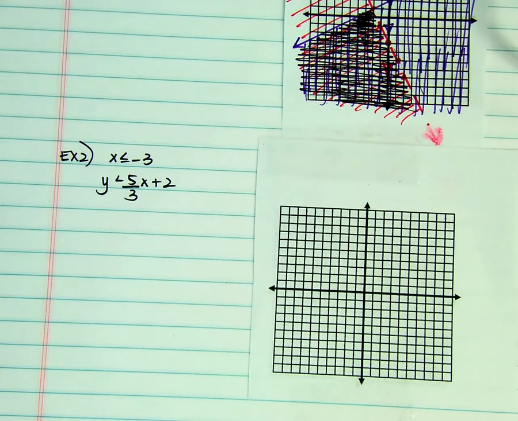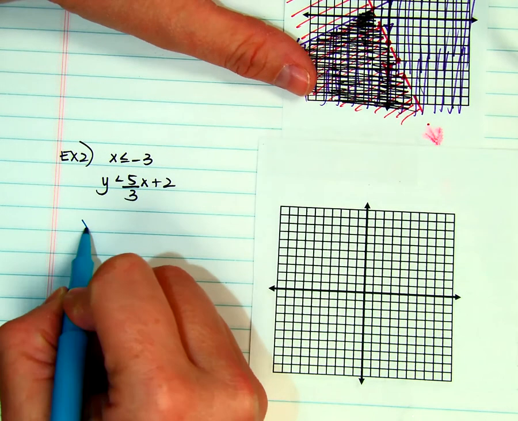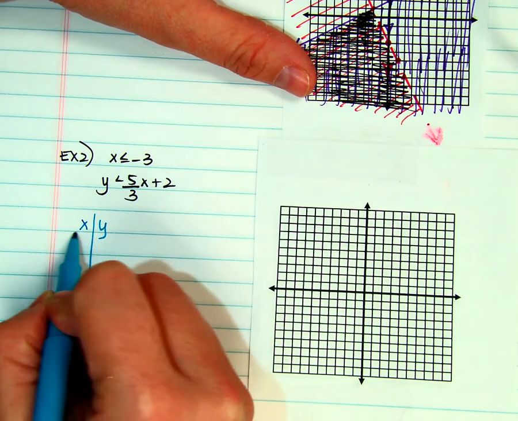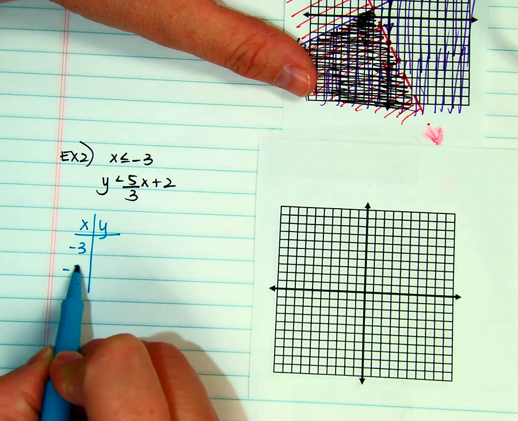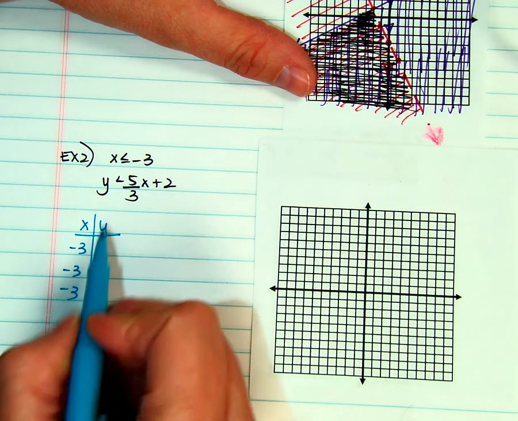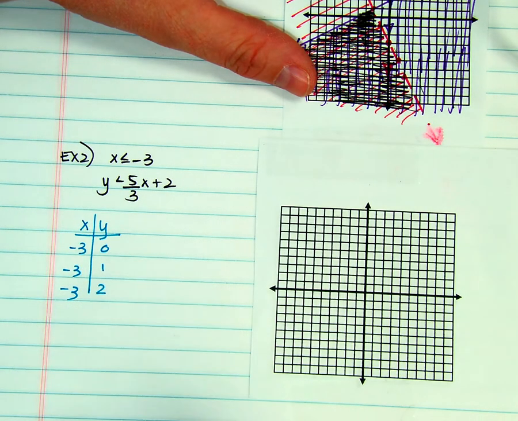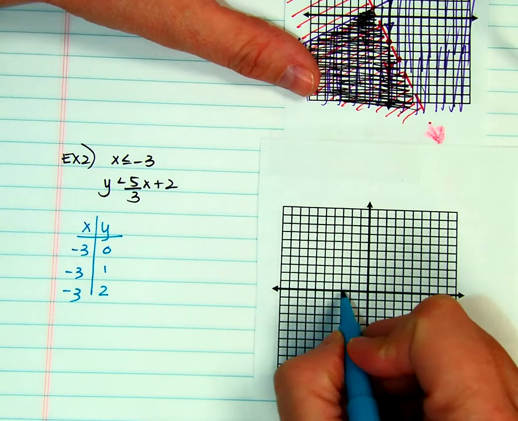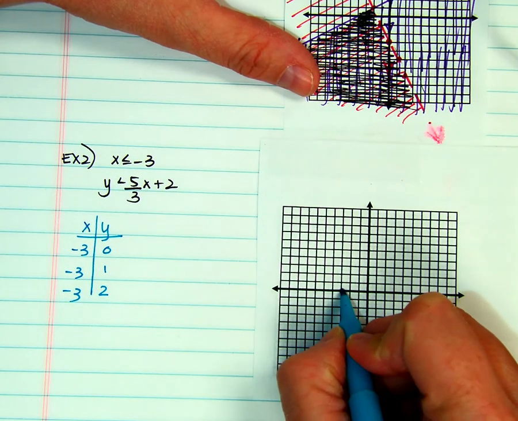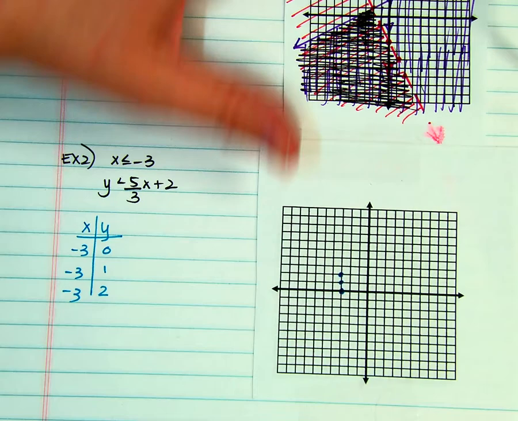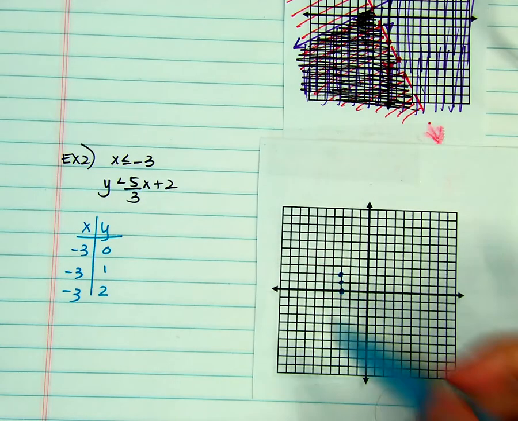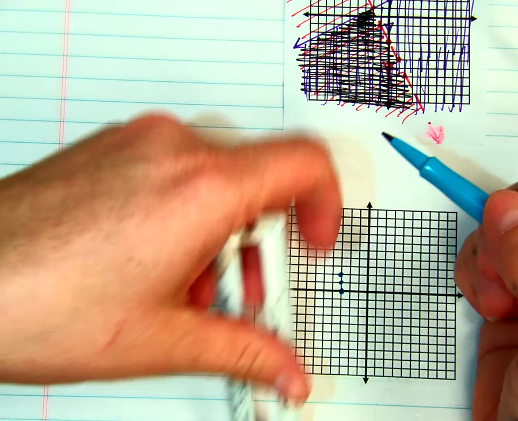So example 2, I have x is less than or equal to -3. So remember, if you don't remember how to do these, create the table and chuck in a -3 for all of your x's, and then your y's can be anything that you want. So -3 and 0, -3 and 1, and -3 and 2. And this is going to be a solid line because it has the equal to piece.